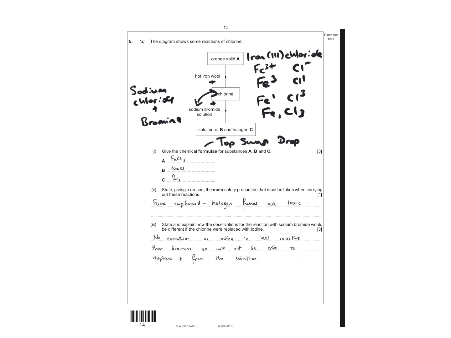State, giving a reason, the main safety precaution that must be taken when carrying out these reactions. We're going to have to do it in a fume cupboard, and that's because the halogen fumes are toxic.